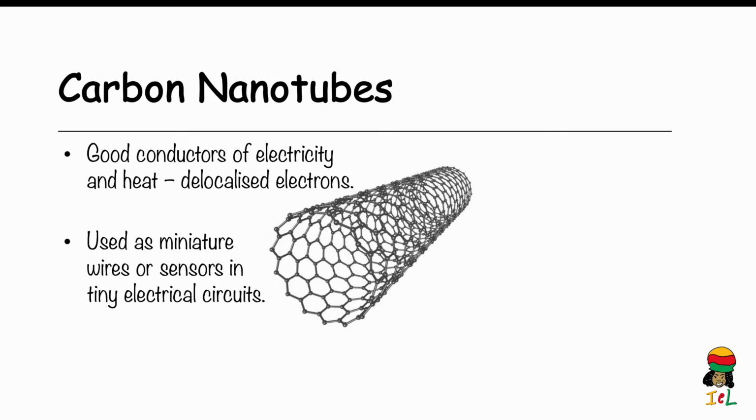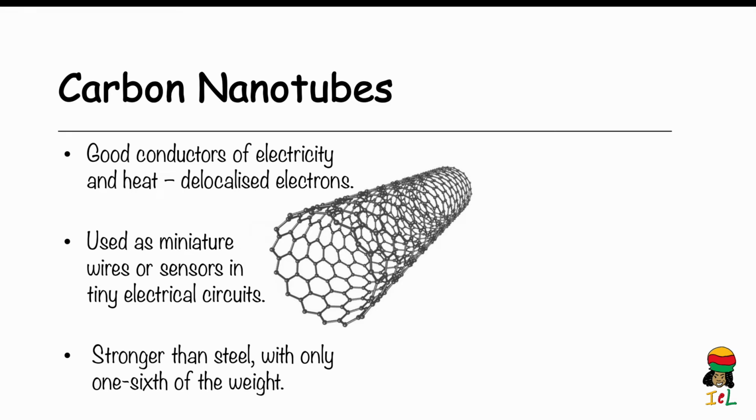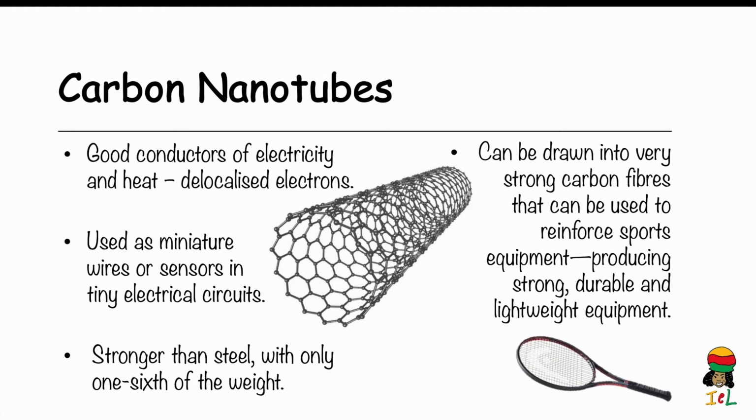Since nanotubes conduct electricity, they have the potential to be used as miniature wires or sensors in tiny electrical circuits such as computer chips, solar cells, and other electronic equipment. Nanotubes can be stronger than steel, but have only 1/6 the mass or weight. So in other words, they can be stronger than steel, but lighter than steel. In fact, carbon nanotubes can be drawn into very strong carbon fibers. The carbon nanotube fibers are often used to reinforce and make many sports equipment like tennis rackets and golf clubs. So what we have is a strong, durable, and lightweight equipment.